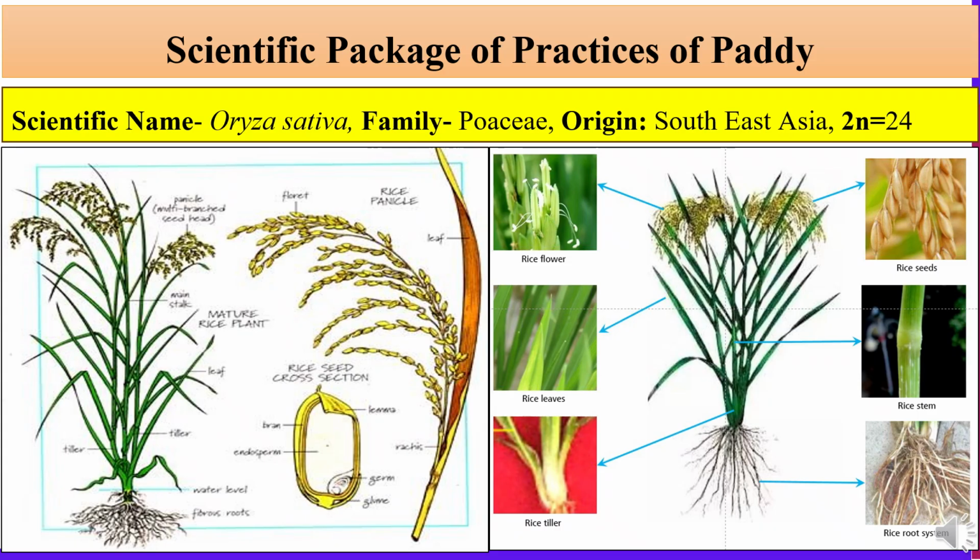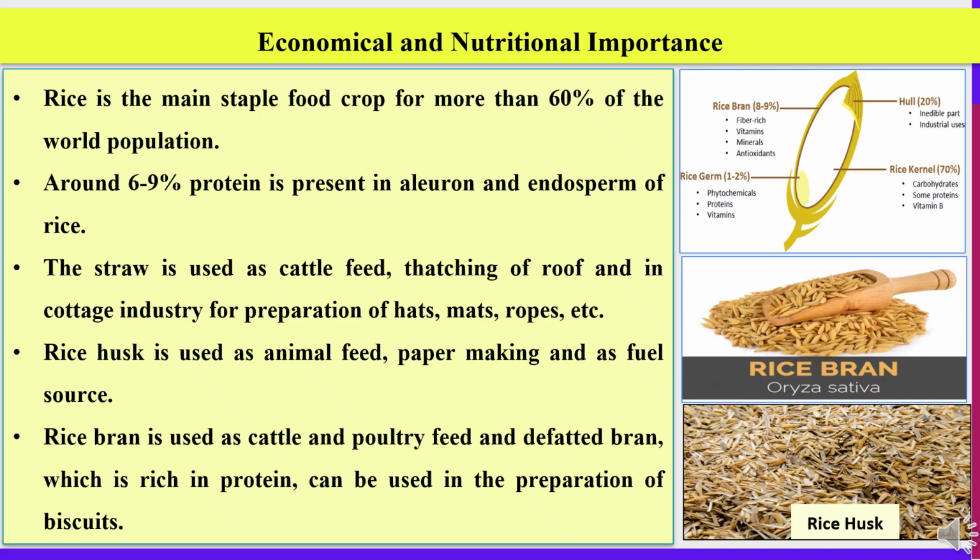Scientific Package of Practices of Paddy. Scientific name: Oryza sativa. Family: Poaceae. Origin: Southeast Asia. Chromosome number is 24. Economical and nutritional importance of rice. Rice is the main staple food crop for more than 60% of the world population.